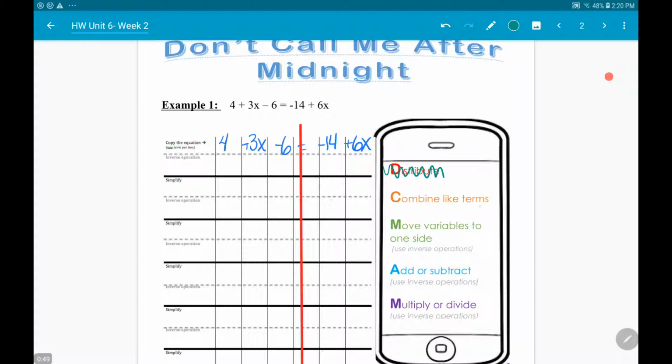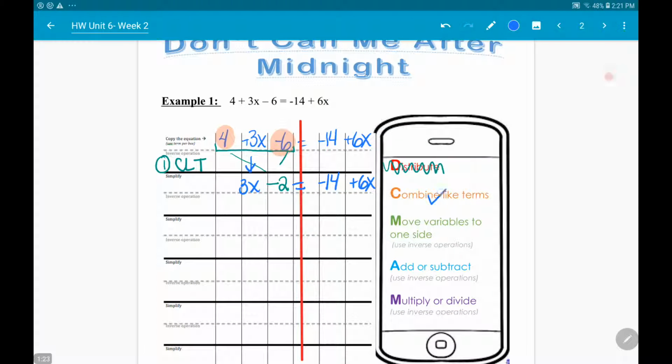Alright, next step, combine like terms. So I'm going to scan my left side. Are there like terms for me to combine? Yes. So we're going to go ahead and combine them. My two like terms are 4 and -6. When I put those together, I get -2. I'm going to bring down everything else because I haven't done anything else yet. So that was combine like terms. Check.